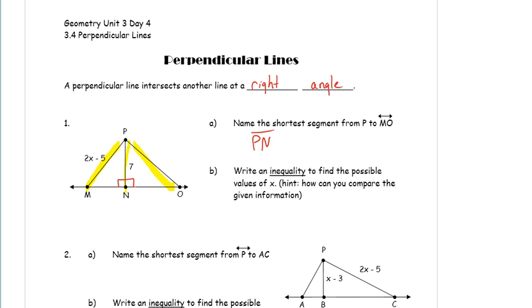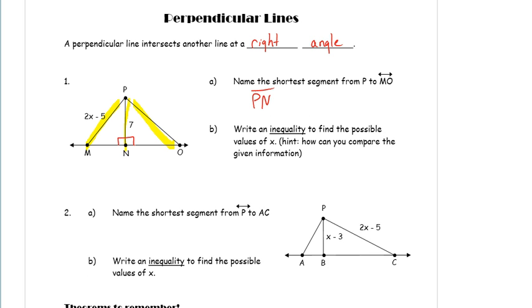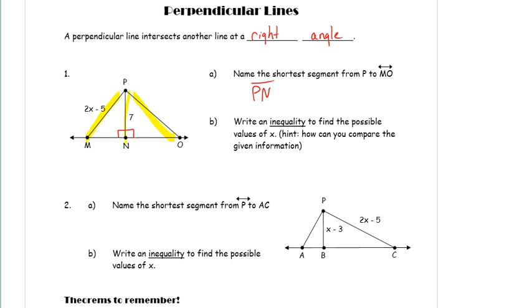Part B, write an inequality to find the possible values of x. Hint, how can you compare the given information? Okay, so if that has to be the shortest route, then we want to write an inequality saying that. So we want to say that the segment, length of 7, has to be less than, it can't be equal to, but it has to be less than 2x minus 5, because that segment has to be shorter than 2x minus 5, that longer segment.